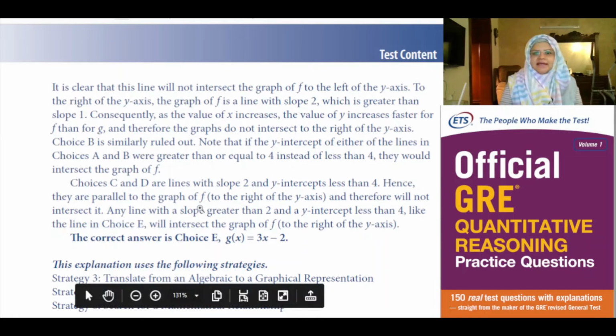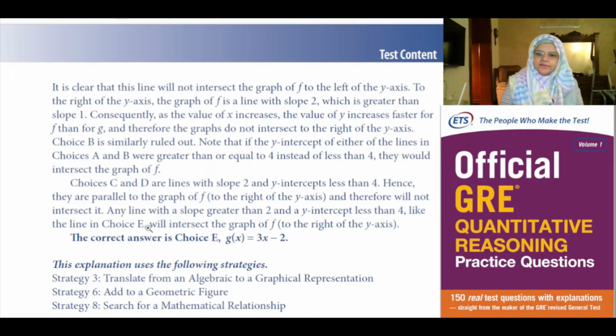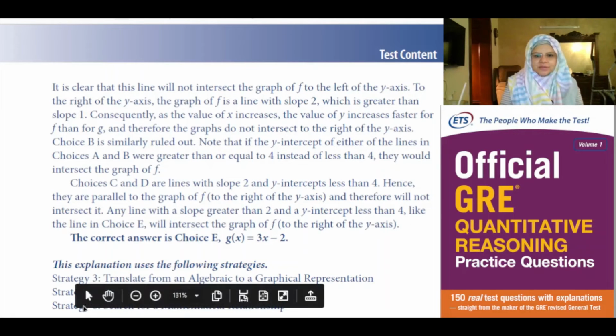Choices C and D are lines with slope 2 and y-intercept less than 4. Hence, they are parallel to the graph of f to the right of the y-axis and therefore will not intersect it. Any line with slope greater than 2 and y-intercept less than 4, like the line in choice E, will intersect the graph of f to the right of the y-axis. The correct answer is choice E, g(x) = 3x - 2.